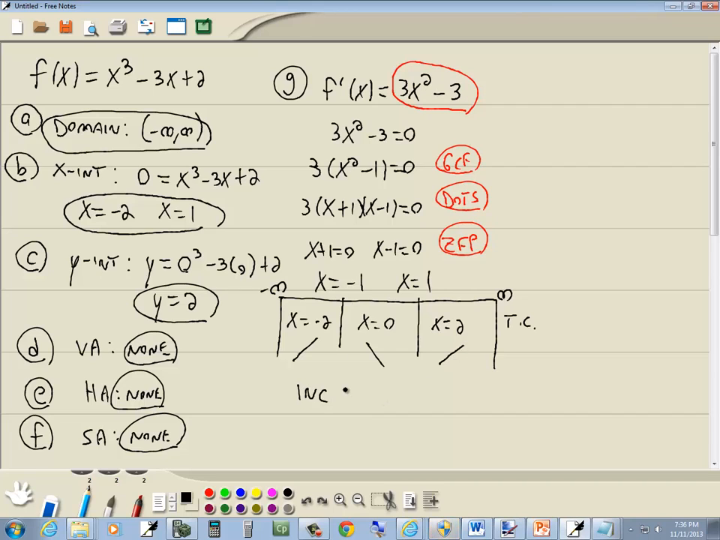So it's increasing from negative infinity to negative 1. Then it's decreasing from negative 1 to 1. And then it's increasing from 1 to positive infinity.